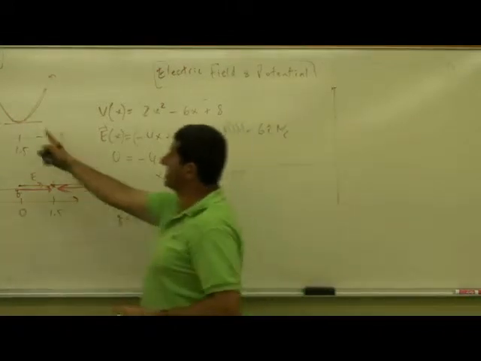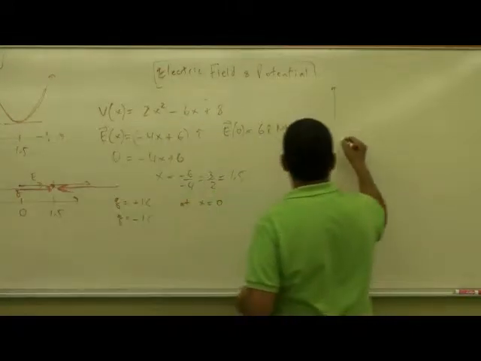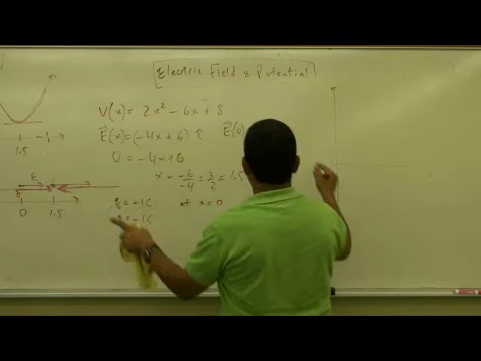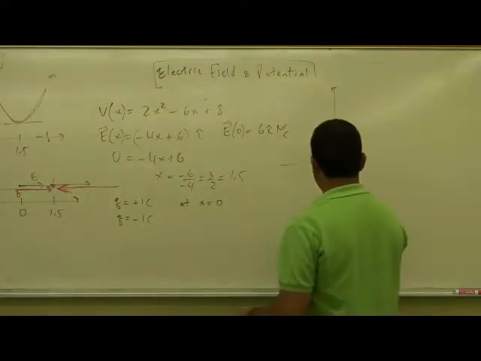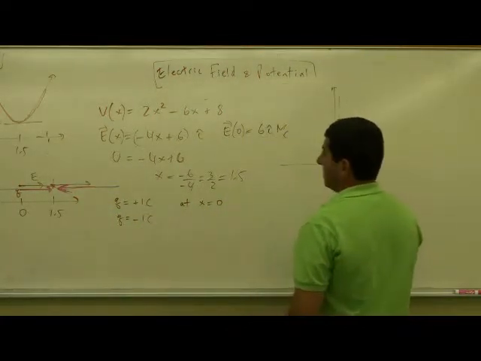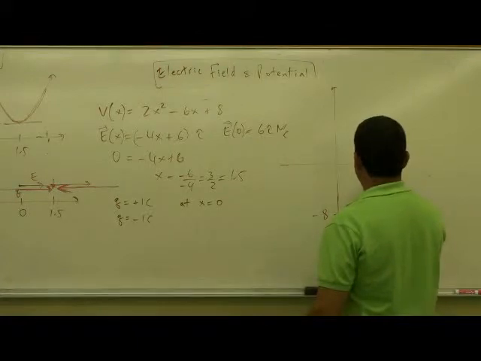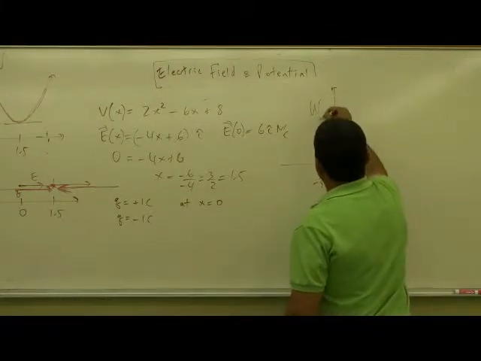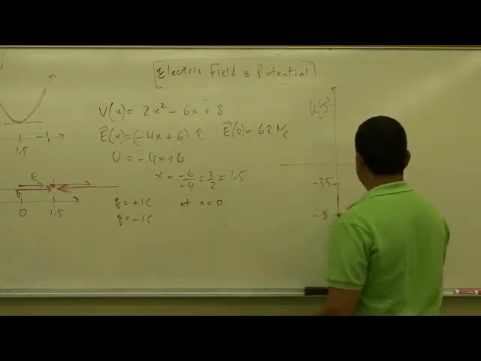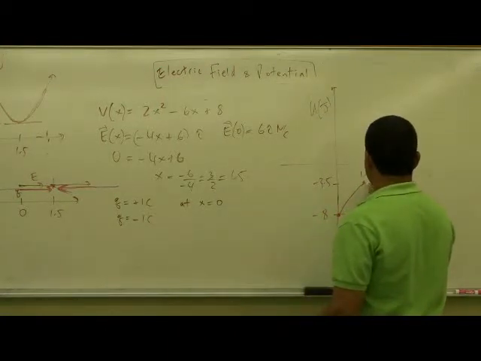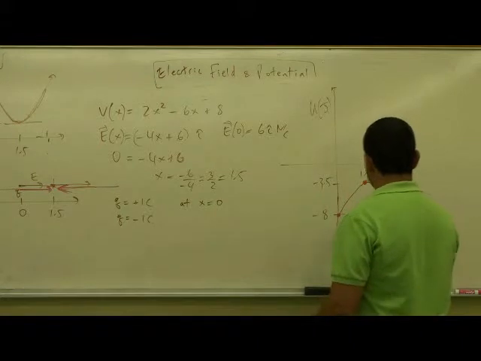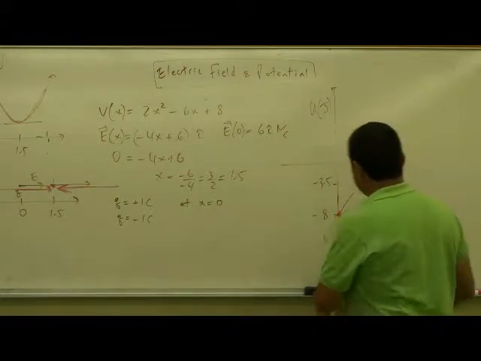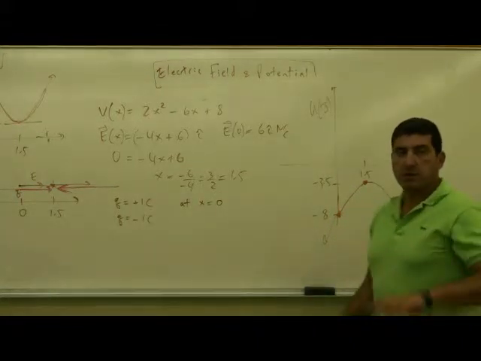Now it looks the reverse of this, right? So it goes 8, negative 8. At 1.5, it has negative 3.5. And these are all in joules again. So if I put a 1 coulomb charge there, what's going to happen?